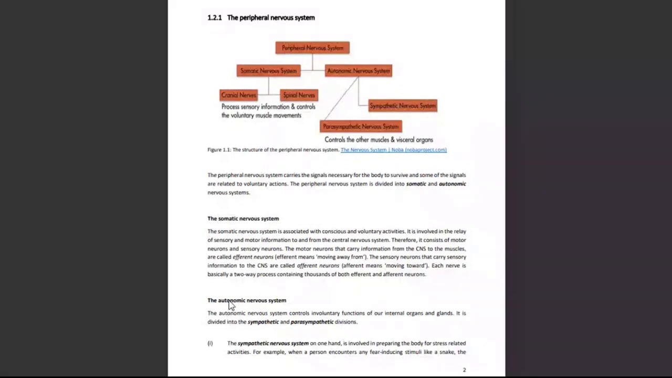It is divided into three. It is divided into sympathetic and parasympathetic. So psychologists have terms, interesting terms. It is divided into sympathetic and parasympathetic division. What do you mean by sympathetic? The sympathetic nervous system, on one hand, is involved in preparing the body for stress-related activity. They say it prepares the body for stress-related activities. Then they give you an example.